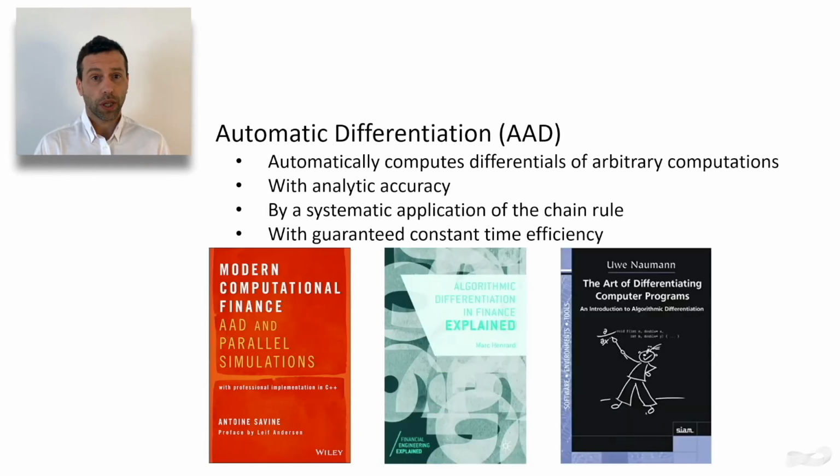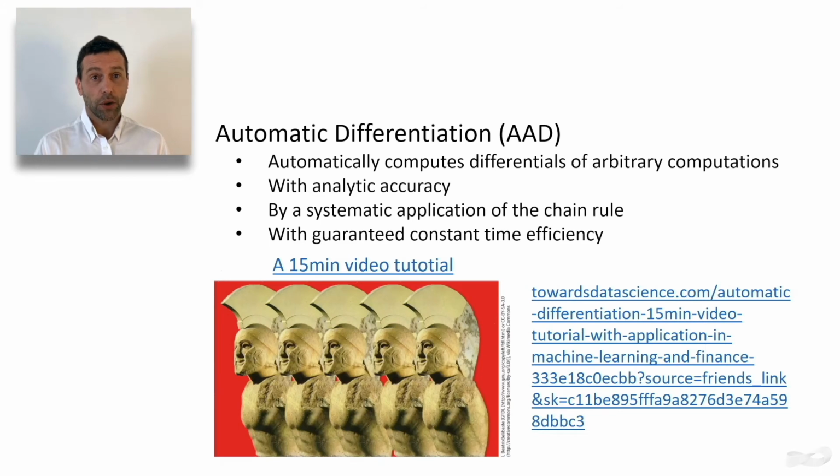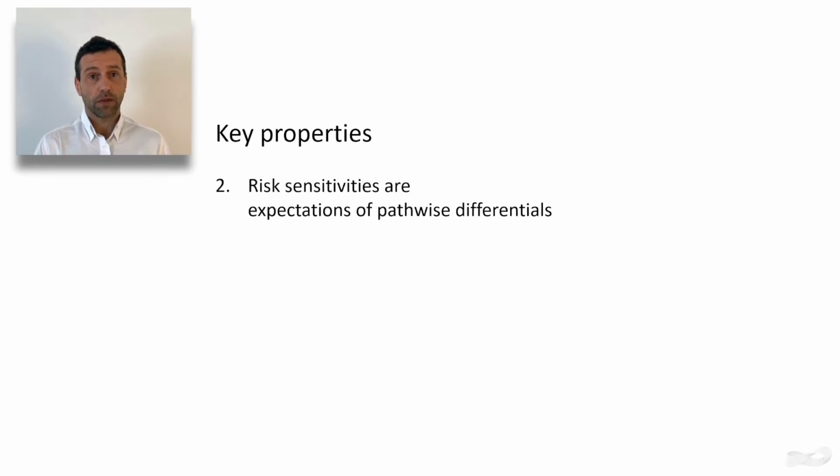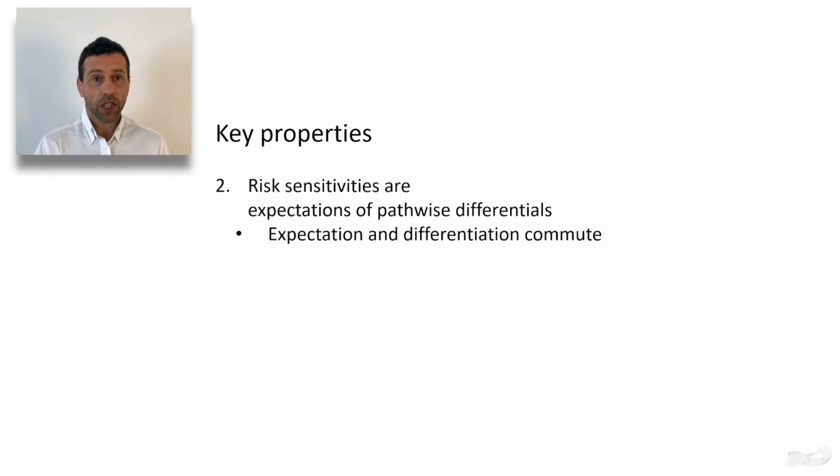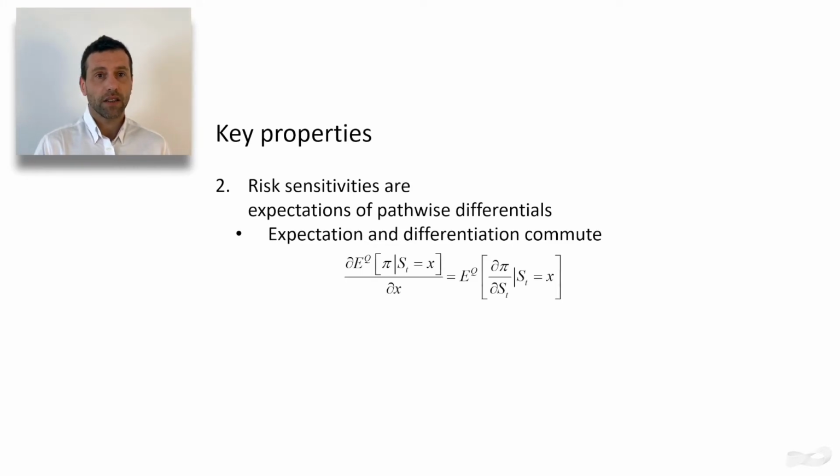The second key general property of pathwise differentials is that true risk sensitivities are expectations of pathwise differentials because expectation and differentiation operators commute. Hence, the differentials of the expectation are the expectations of the differentials.